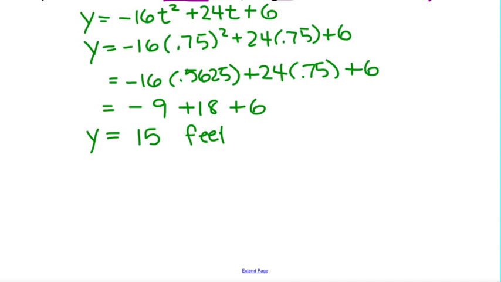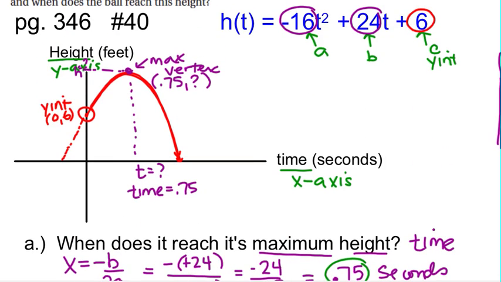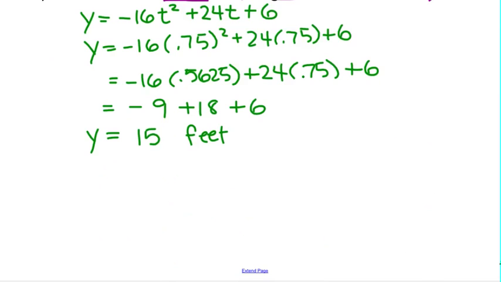As part of the problem, if we go back up to our picture, this question mark now is answered as 15. That's your maximum height of 15. So the ball is thrown up in the air at almost a second, and then it comes back down and touches the ground. So the second part of the question answered is 15 feet will be the maximum height of this ball.